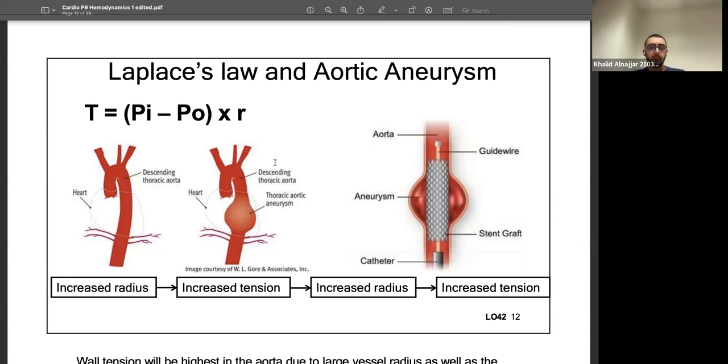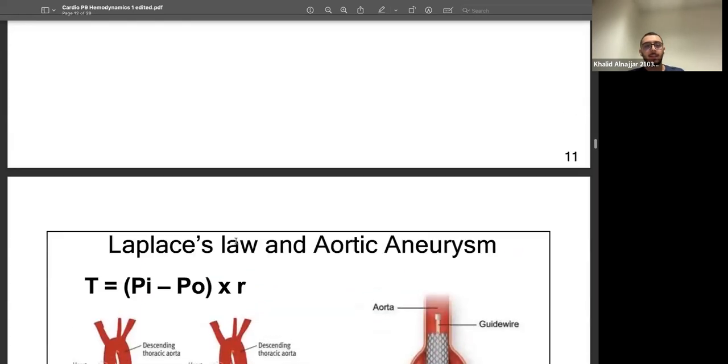How can we apply this to the Laplace's law we just learned? Again, the first point, as we mentioned, is that the larger the radius is, the higher the tension. Number one, we are in the aorta, which has the highest tension among all vessels. Two, we have an aneurysm. Mechanically speaking, an aneurysm is an increase in the radius of the vessel. So you have an increase in the radius. This means an increase in tension.